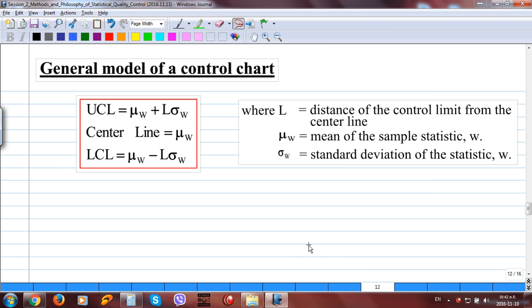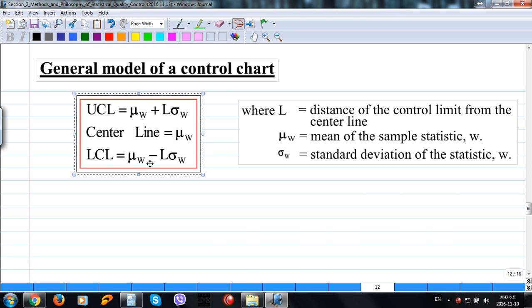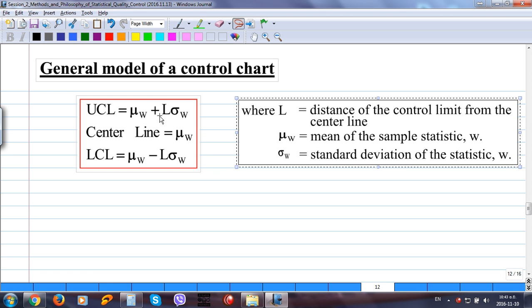And this is the general model. We talked about this earlier also, the 3 sigma units, that is the general model. The center line is mu w, the mean of the sample statistic w. The upper control limit is mu w plus L times sigma w, and the lower control limit is mu w minus L sigma w, where L is the distance of the control limit from the center line, and sigma w is the standard deviation of the statistic. Earlier we talked about L equal to 3. If L equals 3, that is mu w plus 3 sigma w.